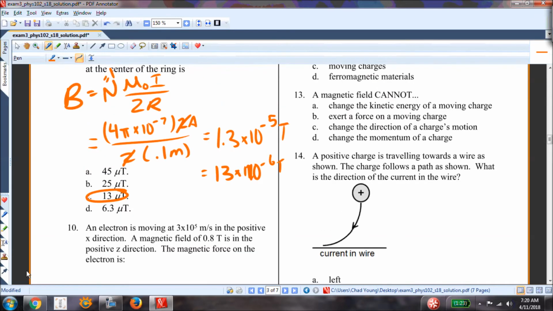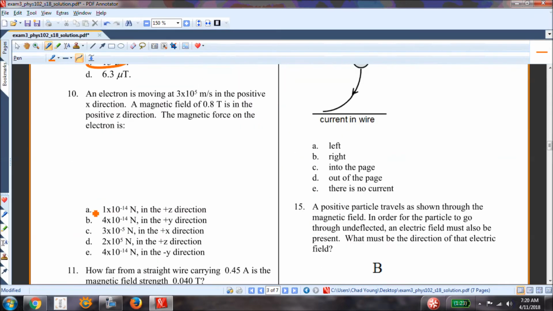Electron, by the way, this was an OpenStax question. Electron is moving at 3 times 10 to the 5th in positive x direction. What is the magnetic force? A magnetic field of 0.8 teslas in the positive z direction. What's the magnetic force? Let's first just look for the direction of the magnetic force. So my speed is in the positive x direction, that's v, my velocity rather. My magnetic field is in the positive z direction, so that's B.